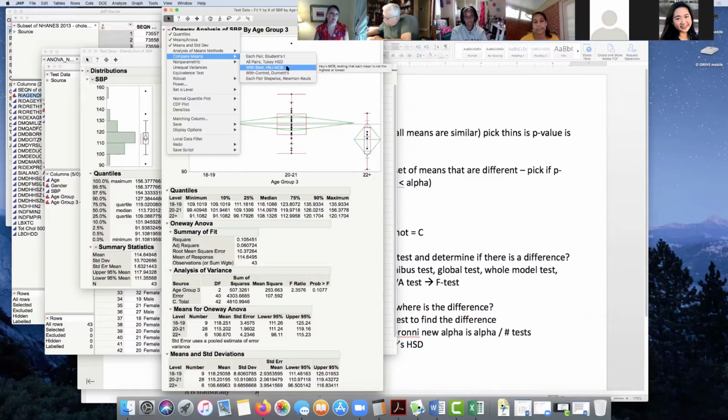The Best and Dunnett's, those are for specific cases. This is if you have a control group, and this is testing it compared to the highest or lowest. And then there's this other newer test, which you can ignore. So you want to do Tukey's.